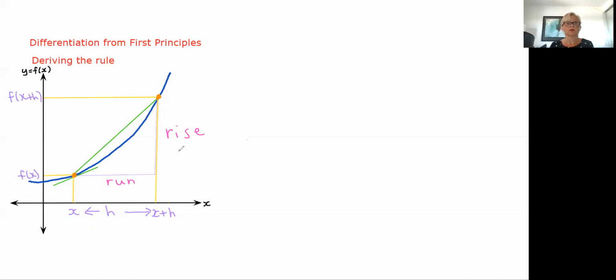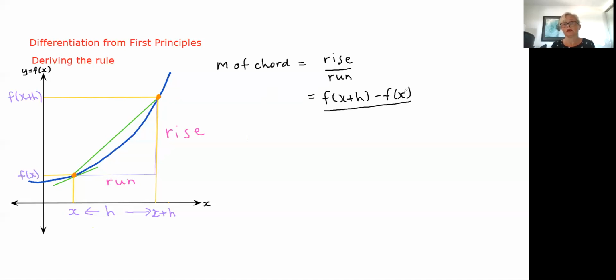All right, so rise over run. So the gradient of the chord is our rise over our run. All right, our rise is our change in y values. This is our new y value. This is our old y value. So we have f of x plus h minus f of x. Now what's our run? Our run is our change in our x value. x plus h minus x is h.